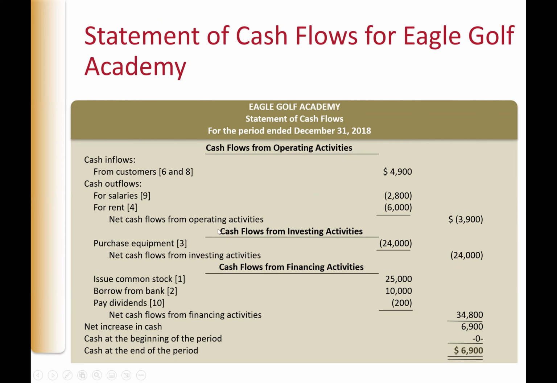Cash flows from investing activities only relate to purchasing equipment for cash. Financing activities involve issuing common stock, taking out a loan with the bank, and paying dividends. Do you see, if we take all our balances here, our minus 3,900, our minus 24,000, and our 34,800, we end up with an ending balance. That will also be our ending balance on our balance sheet for 6,900.